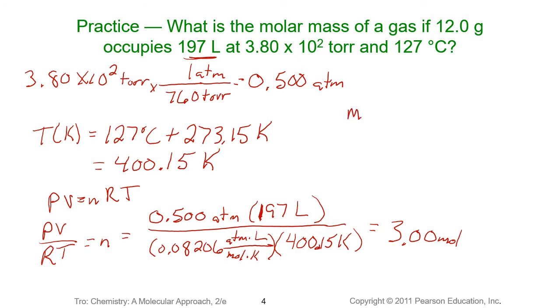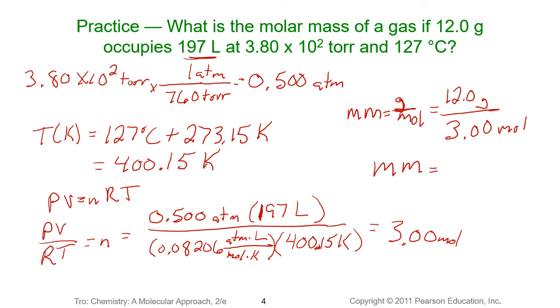Now to find our molar mass, it's going to be grams divided by moles. So 12 grams divided by 3 moles. Our molar mass is 4 grams per mole. And there really is only one gas that this can be, which is helium.